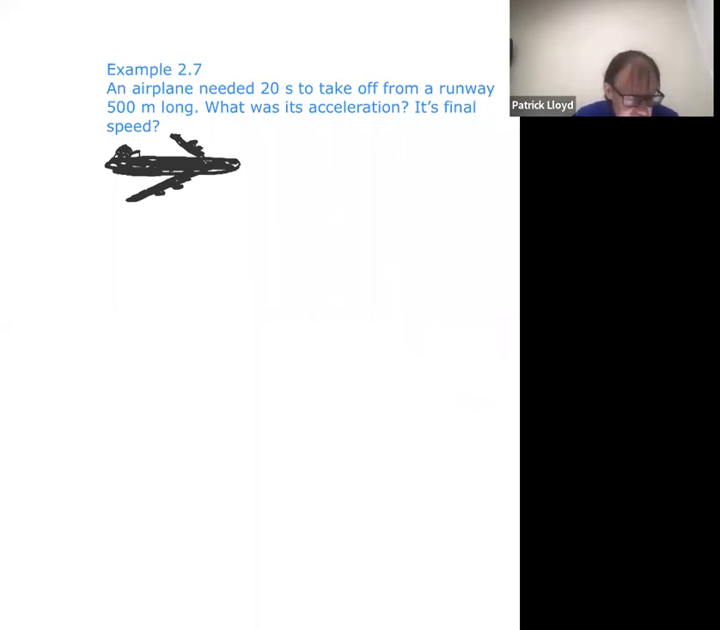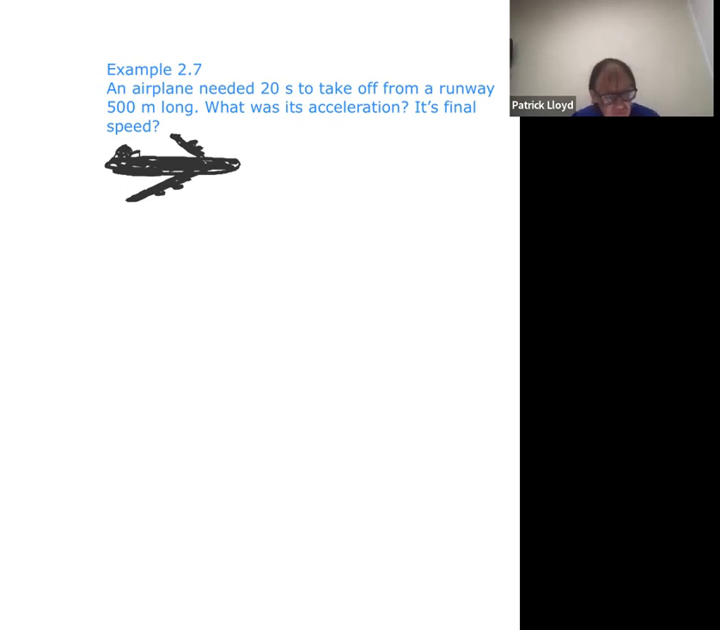Okay, this is example 2.7. You have an airplane and it's going to take off on a runway. So it needs 20 seconds to take off from a runway, and the length of the runway is 500 meters. What was the acceleration of the airplane, assuming the acceleration is constant? And what's its final speed?